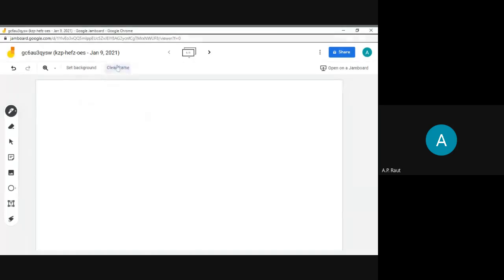So the next topic is the subtractors. In the binary subtractor, again there are two types. First one is the half subtractor and second one is the full subtractor.